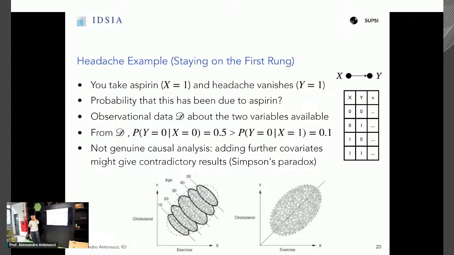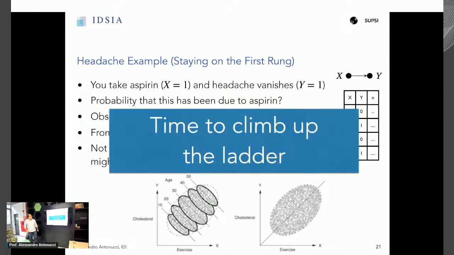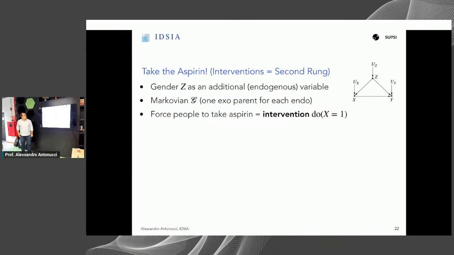Anyway, this is related to what some people call the Simpson paradox. And there are lots of examples related to the so-called Simpson paradox. But it's just to say, we are not happy standing only on the observational level. So let's go to the interventional.